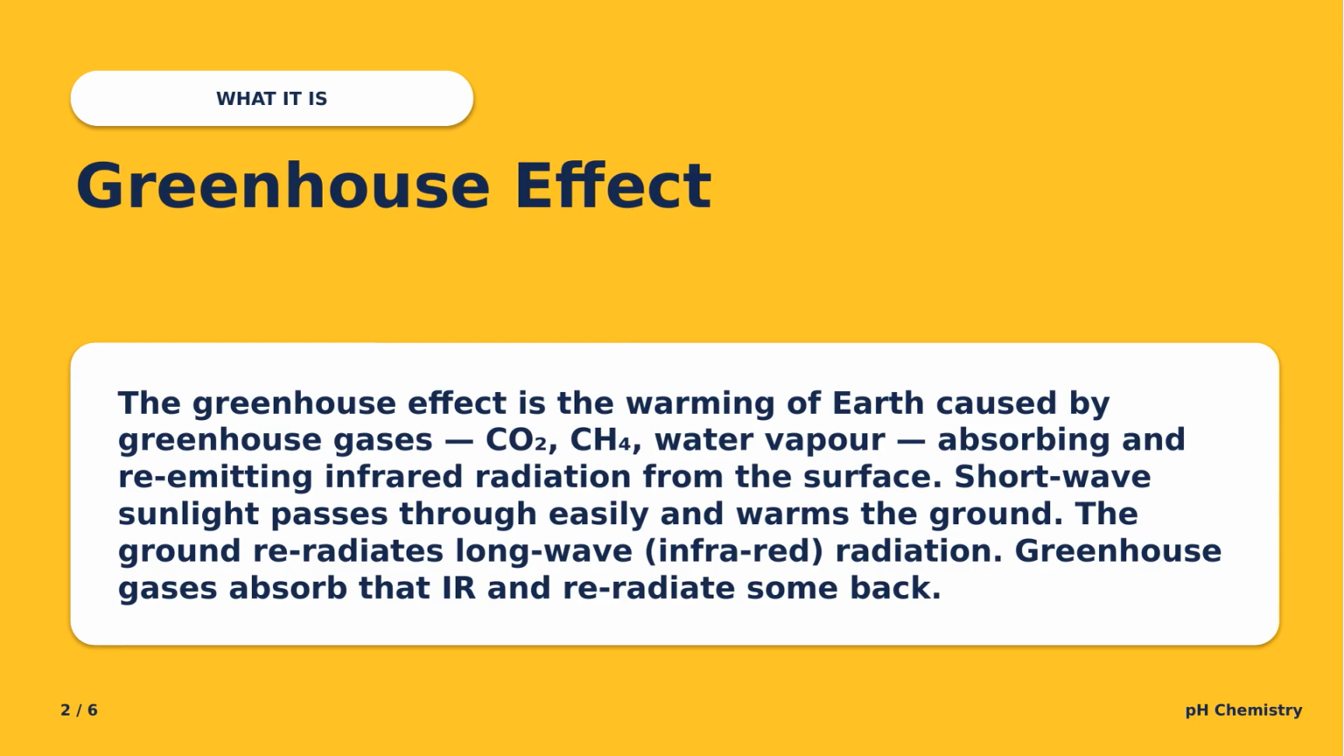The greenhouse effect is the warming of Earth caused by greenhouse gases, CO2, CH4, water vapour, absorbing and re-emitting infrared radiation from the surface. Short-wave sunlight passes through easily and warms the ground. The ground re-radiates long-wave infrared radiation. Greenhouse gases absorb that infrared and re-radiate some back.